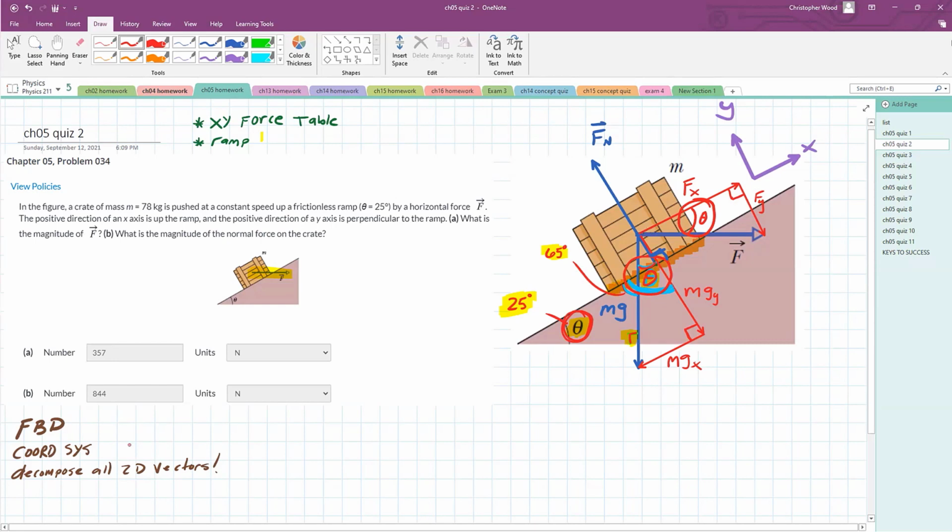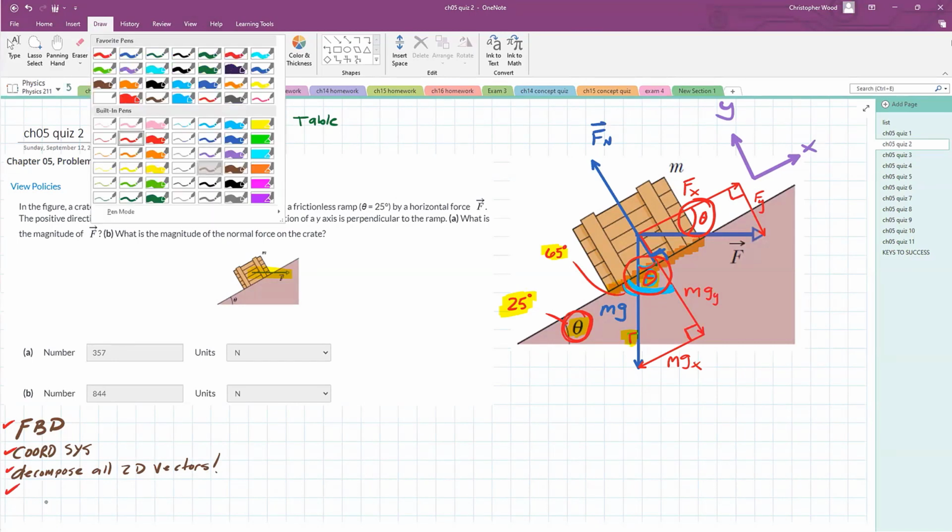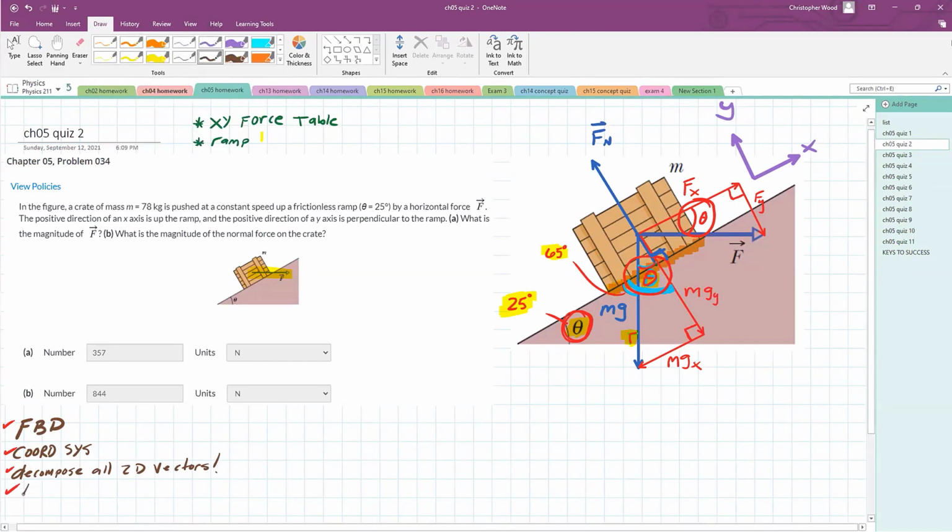So I am done with my free body diagram. I'm done with my coordinate system. I decomposed all my vectors. Here's the next recipe item. The next recipe item is just to start applying Newton's second law. Apply Newton's second law as many times as needed.